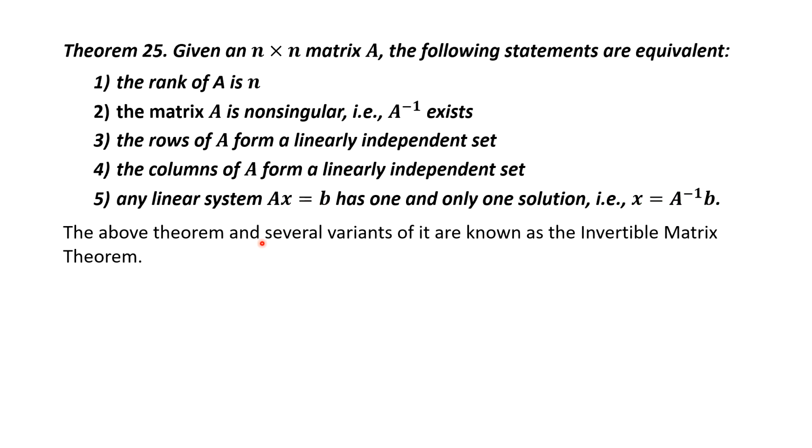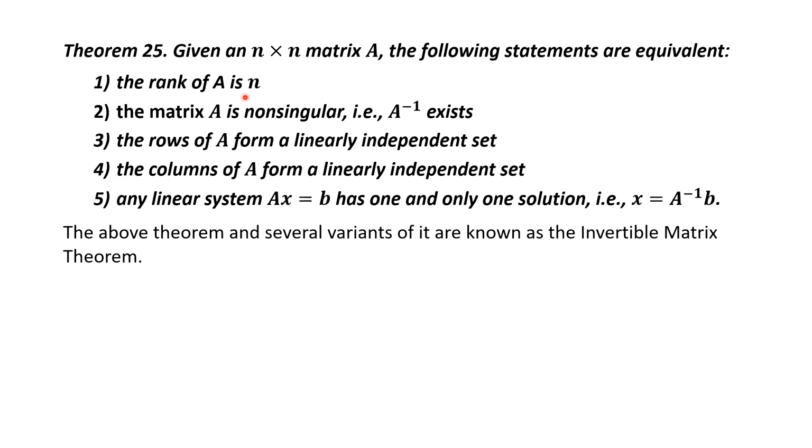I'll give you some references to this theorem, which is sometimes known as the invertible matrix theorem. I'll put the references in the information to this video. And I won't do a formal proof here, but as I mentioned, this kind of summarizes some of the things we talked about. For example, 3 and 4 we know are equivalent because of the theorem we had about the row space and the column space being equal. And 2 and 5 are equivalent because you just multiply this by A inverse and you'll get the solution.